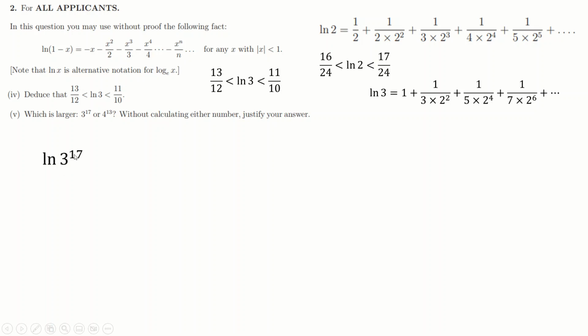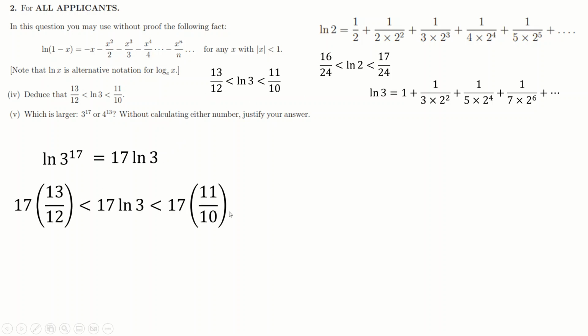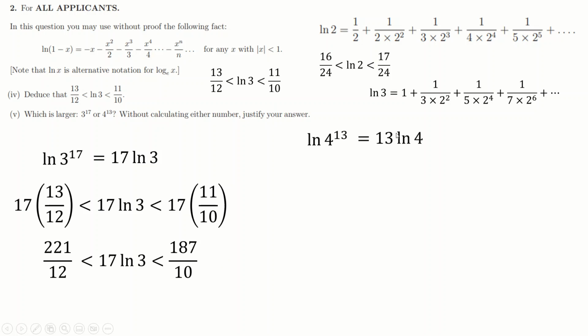But of course, by taking log of this, 17 can bounce to the front, and now I have log 3, which I already bound between two things. So this thing here is between this and this. 17 lots of this, and 17 lots of that. All right, and I can work these things out if I want to, though it turns out to be unnecessary, as you'll see. And now, of course, again, take log of that, and move 13 here.